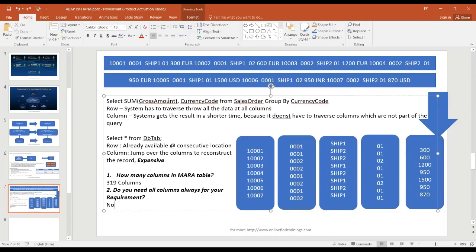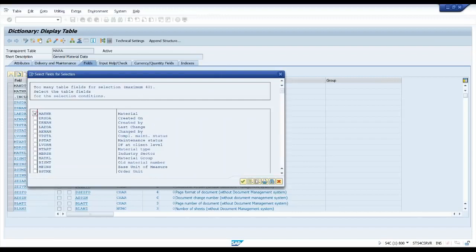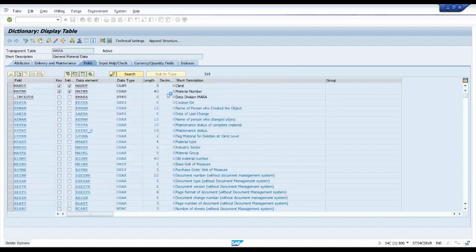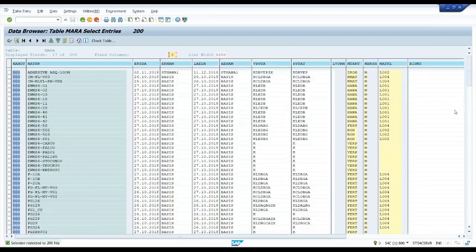Coming to the next point, how column store also helps you. See here, there are repeating values. They are the same values. See here, ship to party, sold to party. They are repeating. And if you go to the ERP table, look at the data in Mara, you would find most of the columns in your database table also have repeating sets of values. When you go to this Mara database table and execute, look at some data. You can see the data is repeating. See here, this material group, material type. They are repeating sets of values.